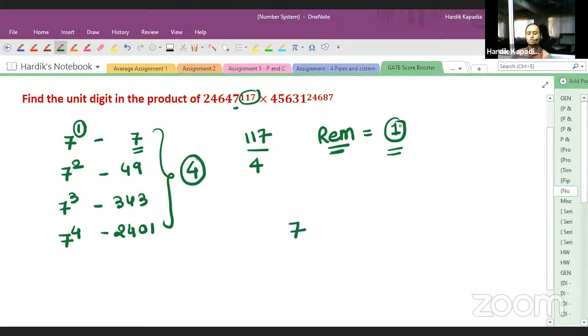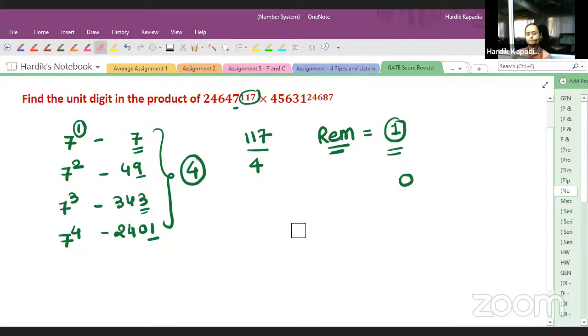If you get remainder as 2, then the unit digit will be 9. If you get remainder as 3, then the unit digit of the whole entire number is 3. And if you get remainder as 0, obviously you'll not get remainder as 4 by dividing any number with 4, so you'll get remainder as 0, then your answer will be 1.